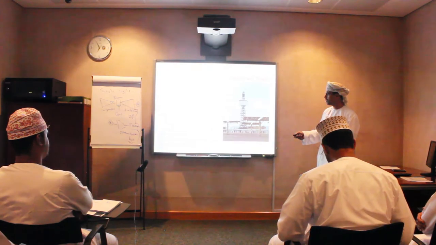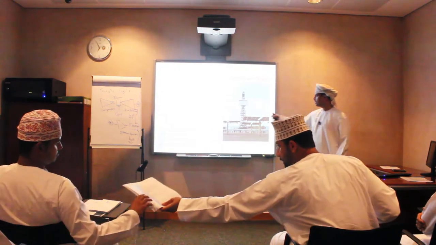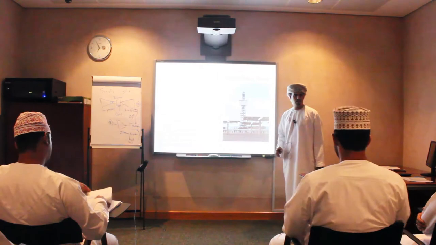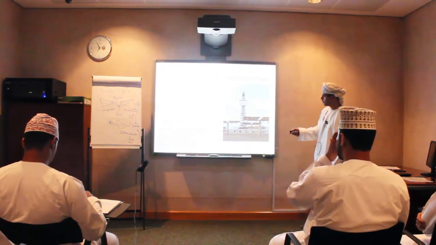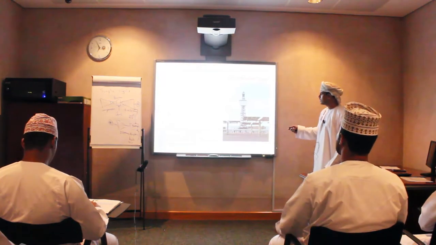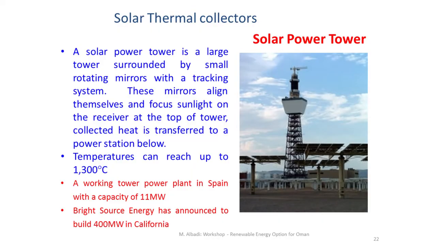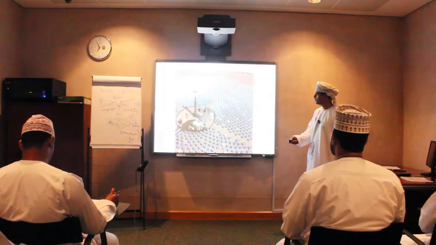Temperatures can reach 1300. So very high temperatures can reach the collector, that receiver. This is one technology. It also needs a tracking system. So these systems need a tracking system. You need to track the sun. If the sun is coming from this direction, the mirrors need to face the sun so that they can collect the radiation and focus it on the receiver. Okay. So this is the technology.